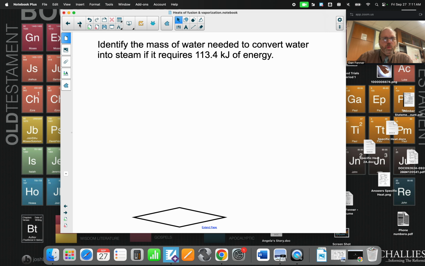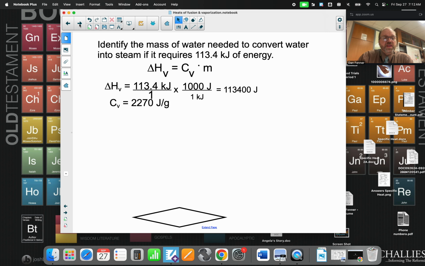It requires 113.4 kilojoules. The equation is delta H of V is equal to CV times M. So my delta H of V is 113.4 kilojoules. I'm going to convert that to joules. 1,000 joules is 1 kilojoule, so we're going to get 113,400 joules. CV is 2270 joules per gram because it's water. And then my mass is unknown.